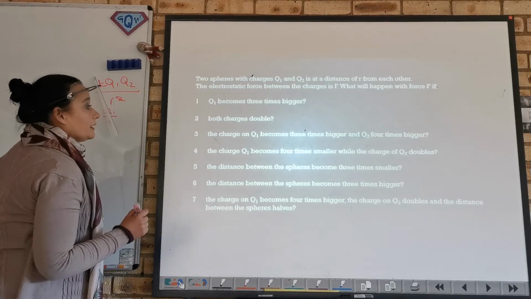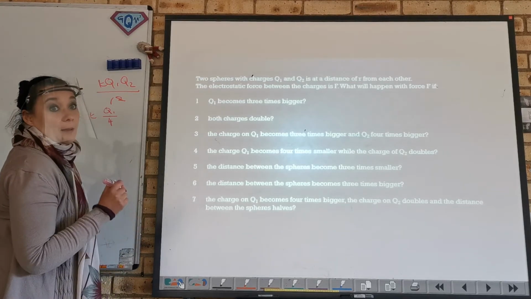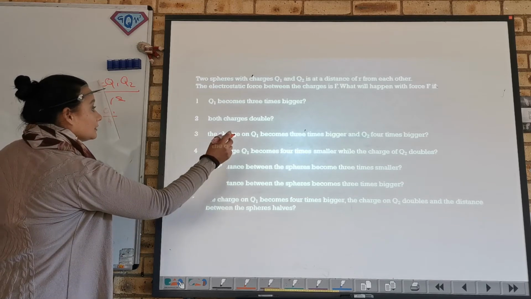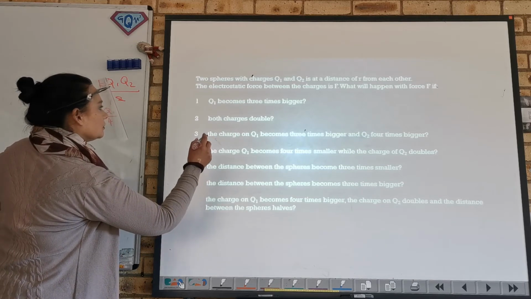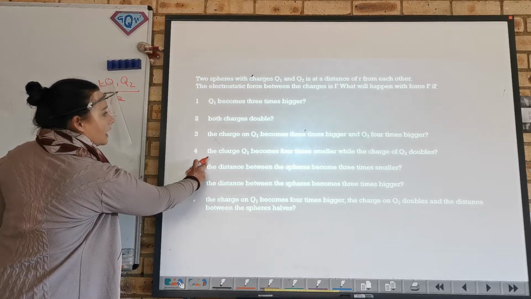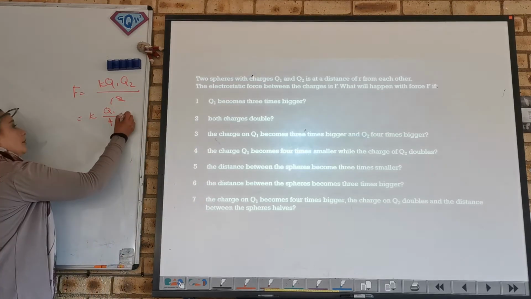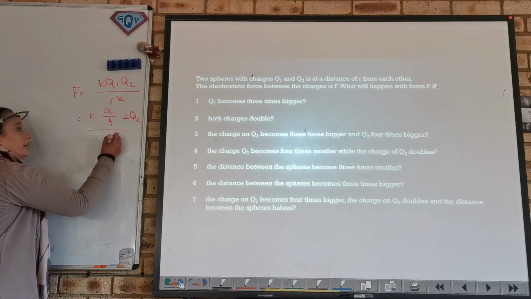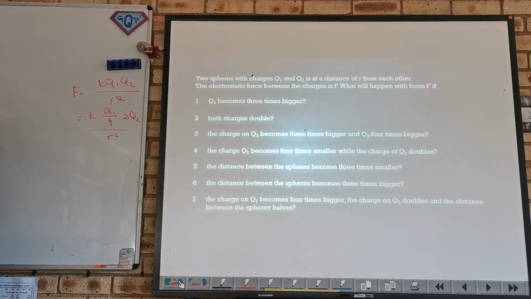And then Q2 becomes 2 times bigger. Sorry, number 4: Q1 becomes 4 times smaller and Q2 doubles. So now we're going to get 2Q2 over r squared. Okay. Yes? Yes. I'm going to play with the maths. Are you ready? Yes. Okay.